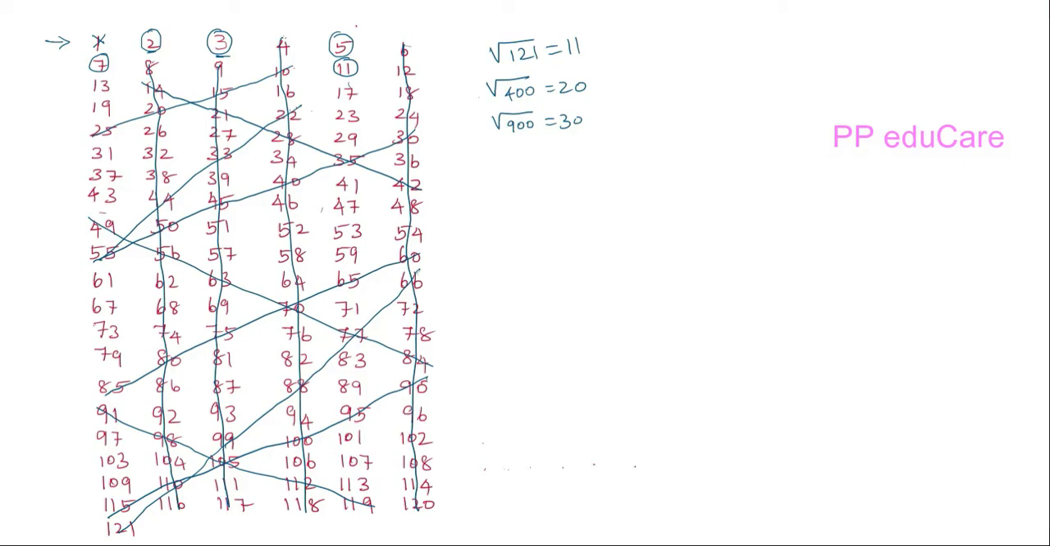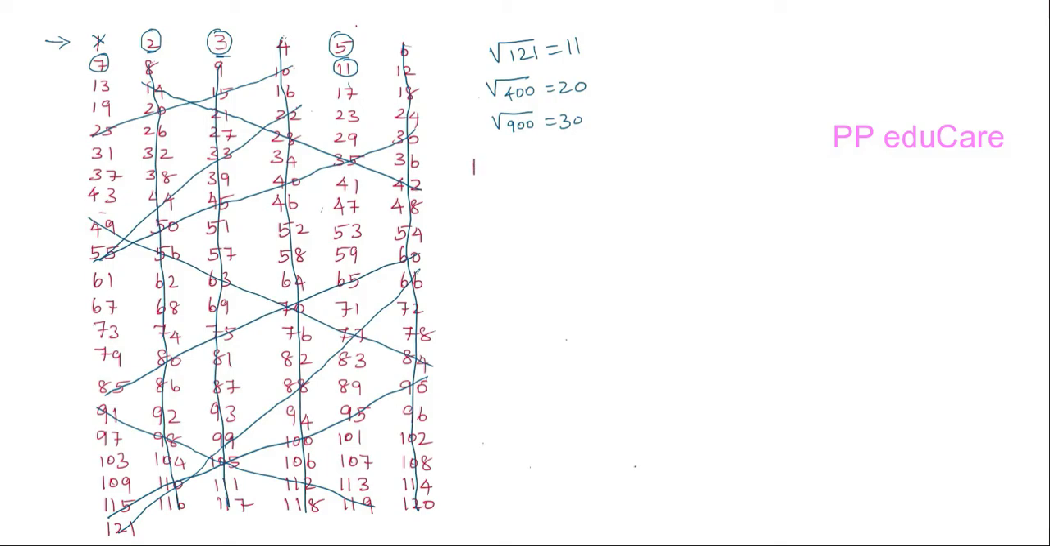Now we have picked out all the prime numbers between 1 and 121. In this resulting matrix of numbers, all the numbers which are left uncrossed out, including the encircled numbers, are the prime numbers between 1 and 121.